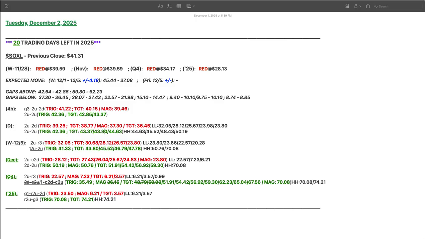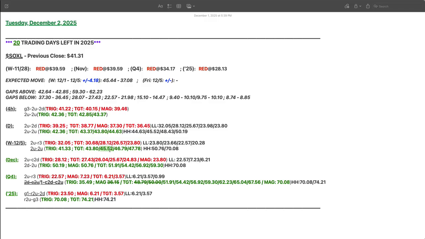Looking at the week, we can see we already went above that 41.33 trigger. So I have underlined the 2 up, 2 up. It is not in bold because we are just slightly below the trigger. So technically we're not in force. But because we did trigger that, we've got to look for our extended targets here of 43.80, 45.52, 46.79, and 47.78. I don't think 43.80 should be too hard to reach if we continue this momentum to the upside that we have.